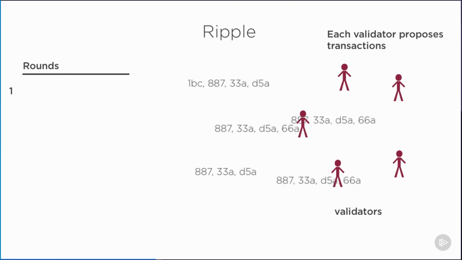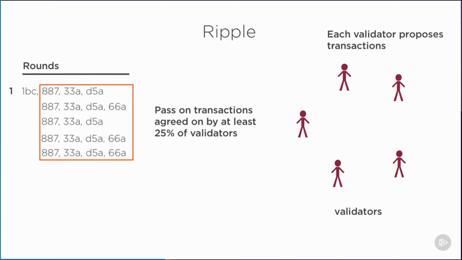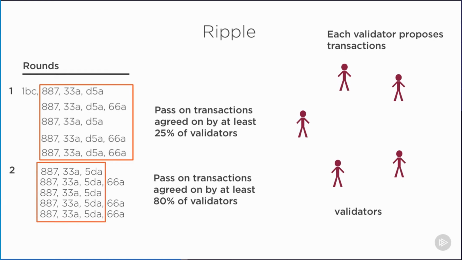Each validator can propose a set of transactions for a new block. As validators receive transactions from others, they vote on transactions that the other validators have also voted on. In the first rounds, the threshold for keeping a transaction is low. Only say 25% of other validators must have approved a given transaction for it to pass to the next round. In the last round, each validator only approves a transaction if 80% of other validators have approved it.